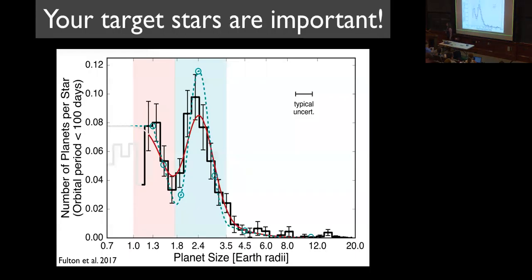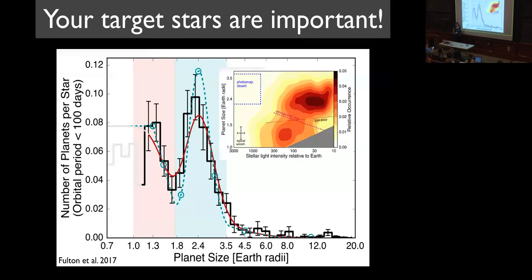And this is very effectively shown by the CKS survey, that group. So this is one of the more recent population results to come out of the Kepler data. So we see here that there's a large number of planets right around 2 to 2.5 Earth radii, and then a lot that's less than 1.3 Earth radii, and not so many right in between. And so the question is what is driving this feature in this plot?